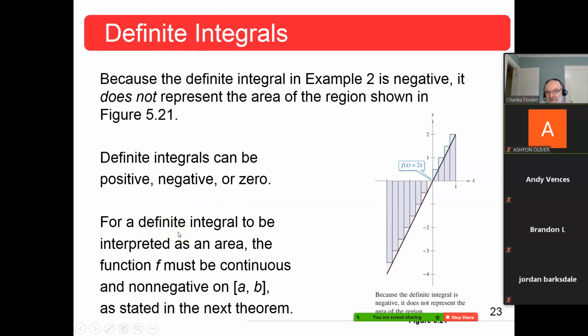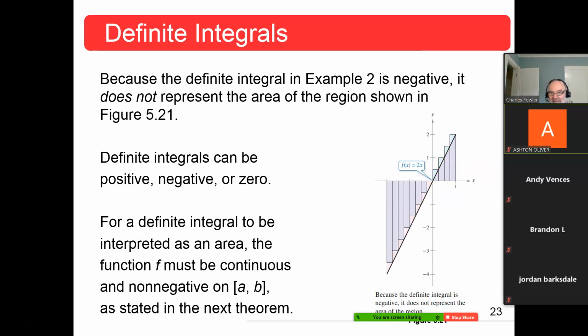For a definite integral to be interpreted as an area, function f must be continuous and non-negative on the interval a to b. And that's what we hit before. Here we're going to hit it again. If you look at this, this is the graph of 2x, the one we're doing from -2 to 1. Here we have a negative area, and here we have a positive area, because this one's below the x-axis and that's above. When you add this one to that one, the 4 bars here will cancel out the 4 bars there, and that's why you have -3 as your answer.